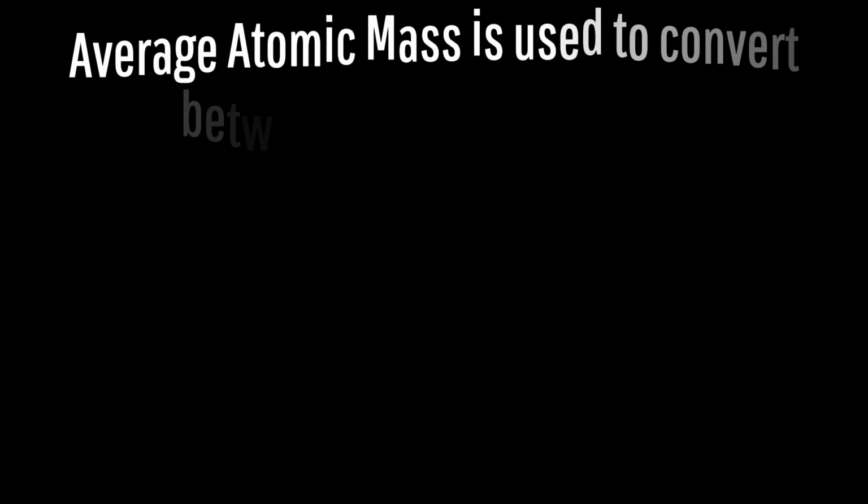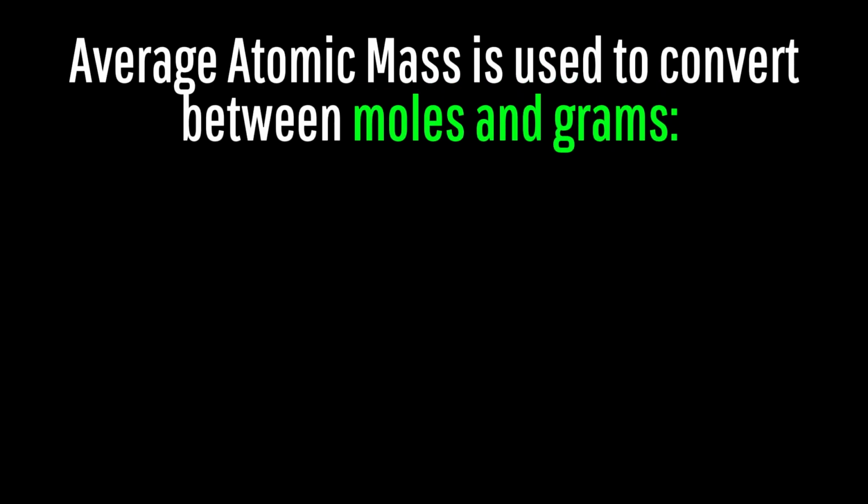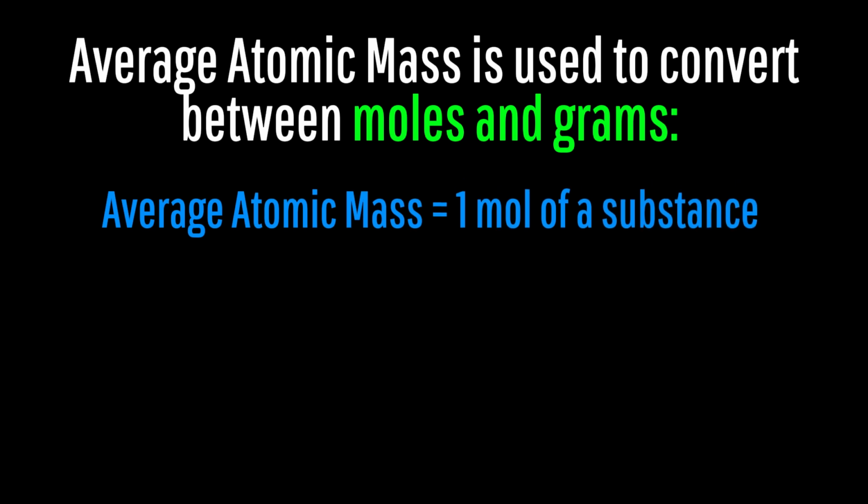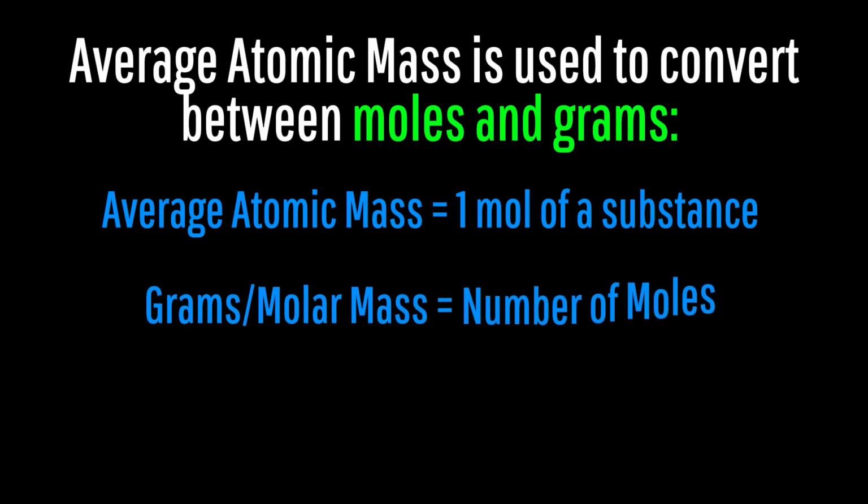You can also use the average atomic mass to convert between grams and moles, since the average atomic mass is the mass of 1 mole of a substance. If you're given the amount of grams of a substance, divide by the average atomic mass to get the number of moles.